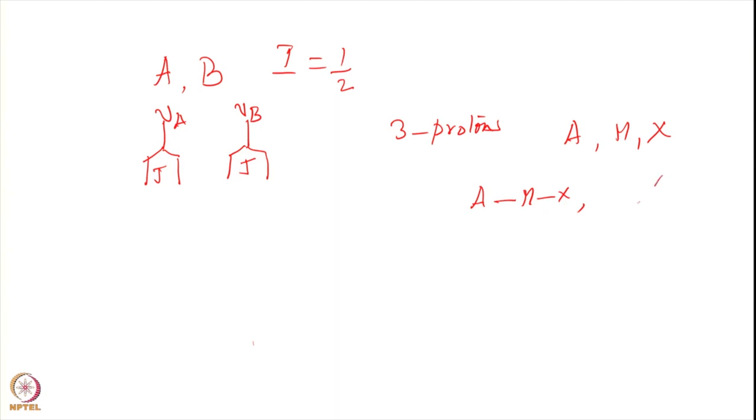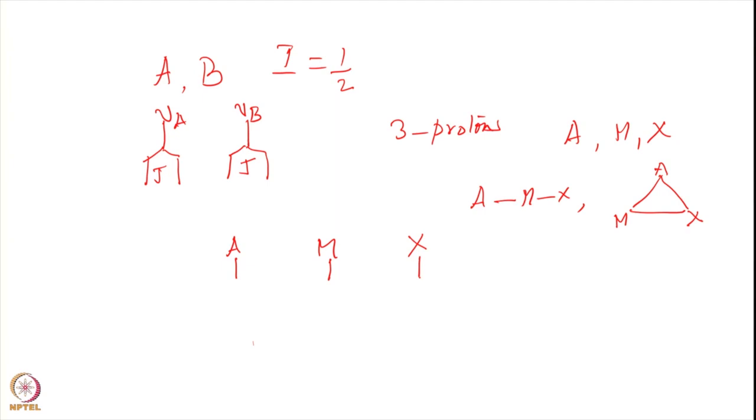Or I can also have a situation like this: A proton is here, M is here and X is here. So in this case, all the protons are coupled to each other. How does such a spectrum look like? If you follow these simple arguments, let us say I have here the A chemical shift, the M chemical shift and the X chemical shift. I represent them as one line each. So this is how I can consider how the spectrum will behave.